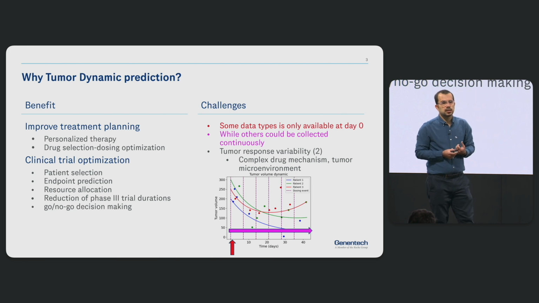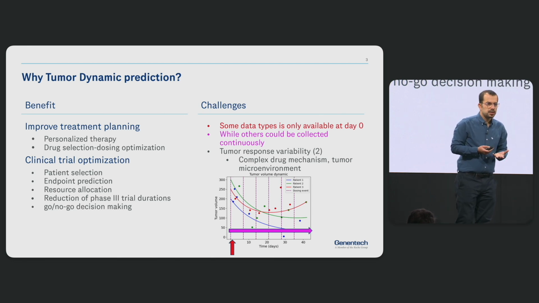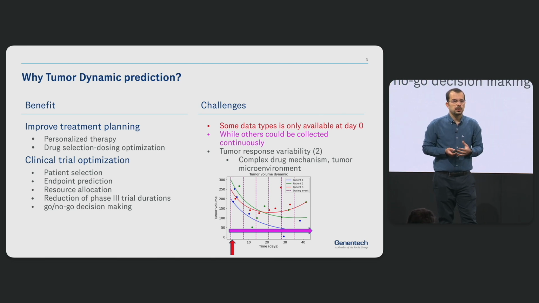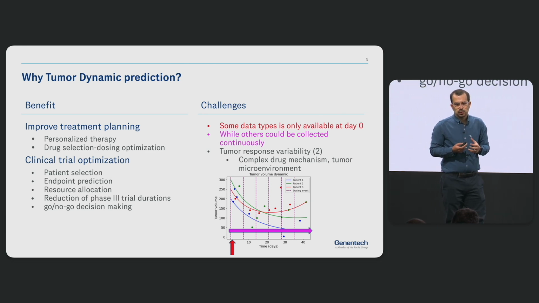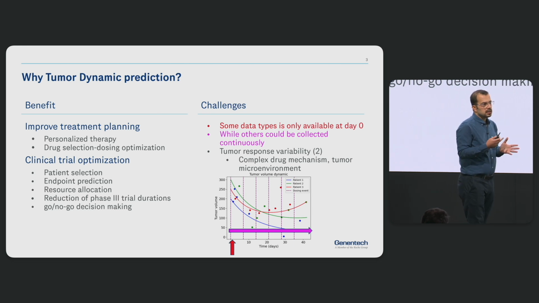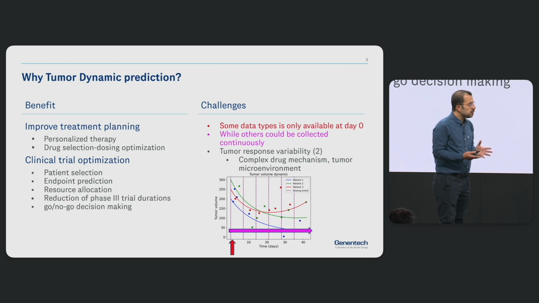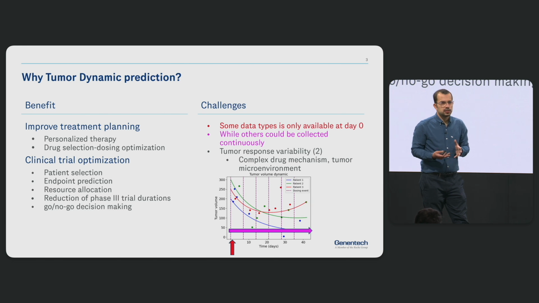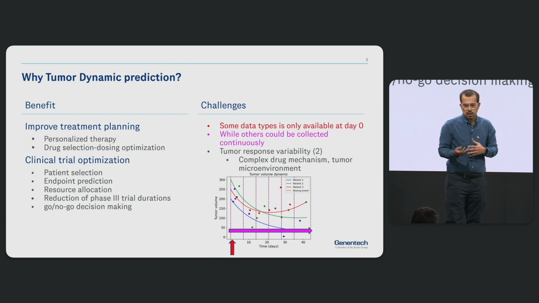One is improving the treatment plan, like personalized therapy or drug selection and dosing optimization. So we want to know if a patient has this tumor at this time point and we are giving this drug with this dose, based on the model and the prediction that we get, how we are going to optimize the dose, or how we are going to change the treatment, and so on.